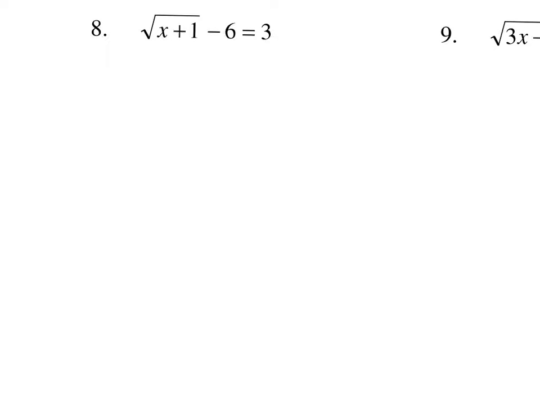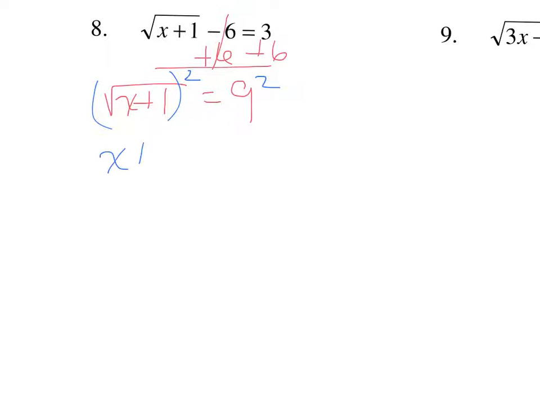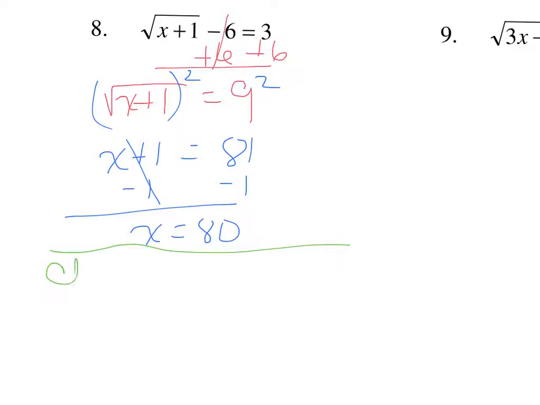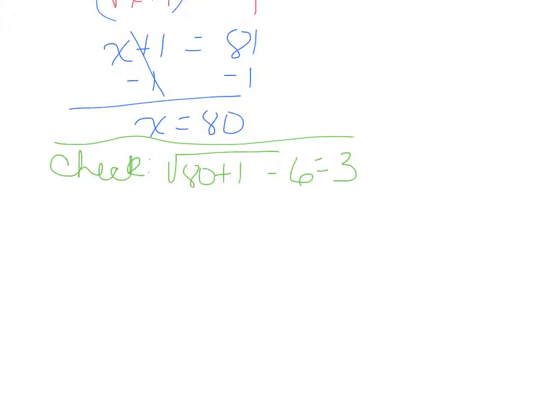On number 8, this radical is not isolated, so we need to add 6 to both sides. So the square root of x plus 1 equals 9, 3 plus 6. And then we're ready to square. So x plus 1 equals 81. Subtract that 1. We get x equals 80. So let's check. The square root of 80 plus 1 minus 6 equals 3. 80 plus 1 is 81. The square root of 81 is 9. 9 minus 6 is 3. So this does check out.